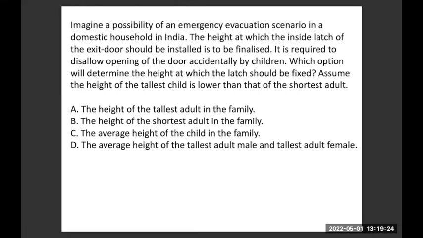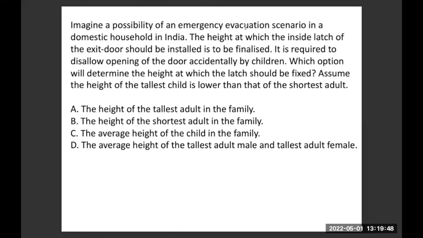Imagine a possibility of an emergency evacuation scenario in a domestic household in India. The height at which the inside latch of an exit door should be installed is to be finalized. It is required to disallow opening of the door accidentally by children. The first condition is the height.